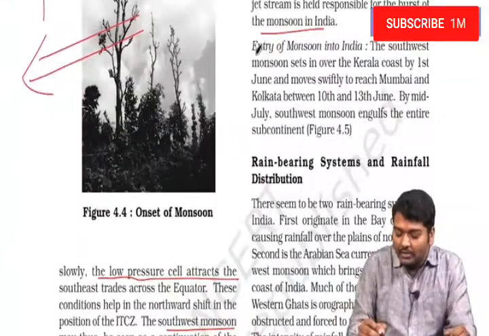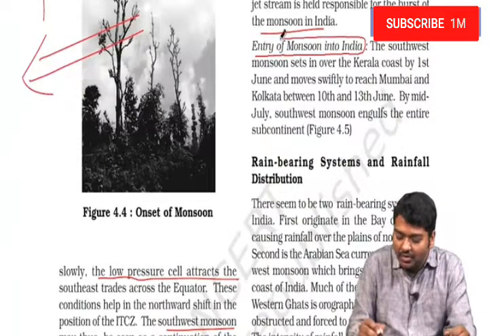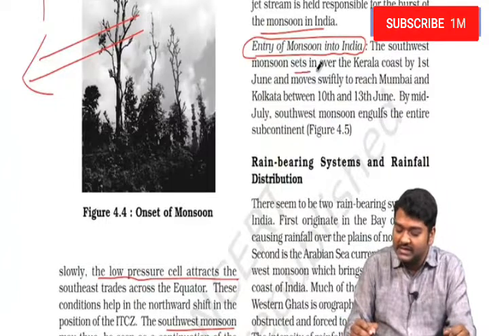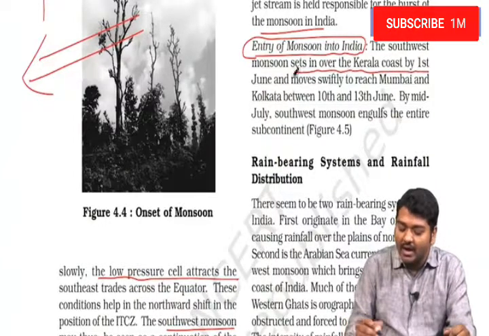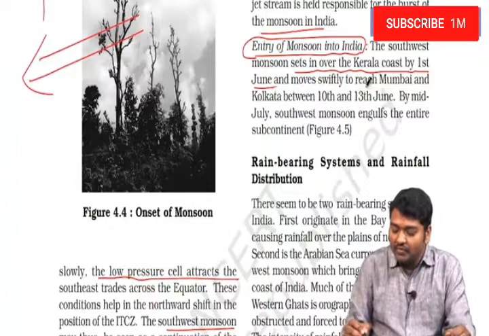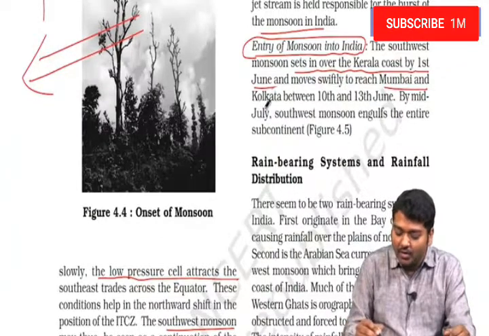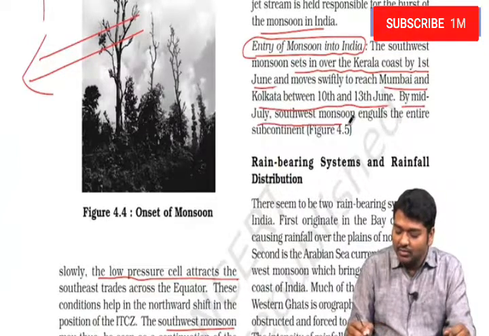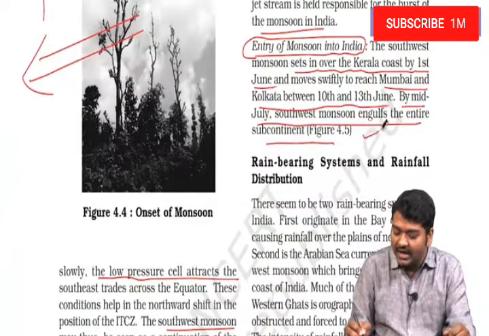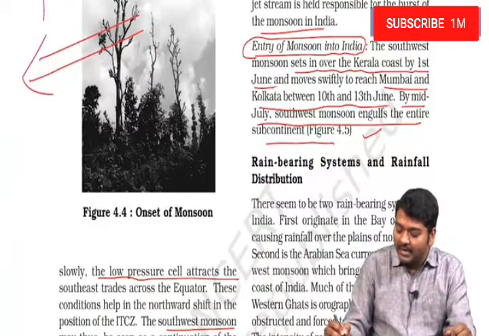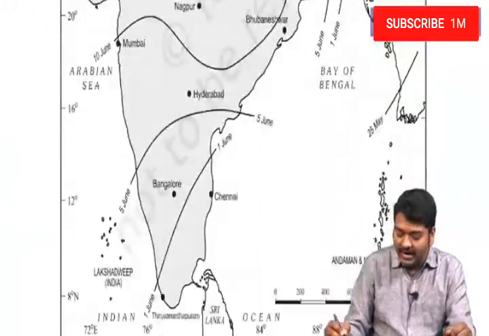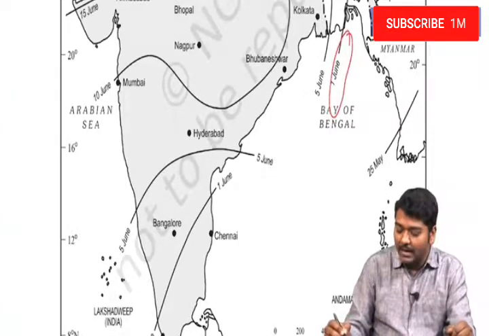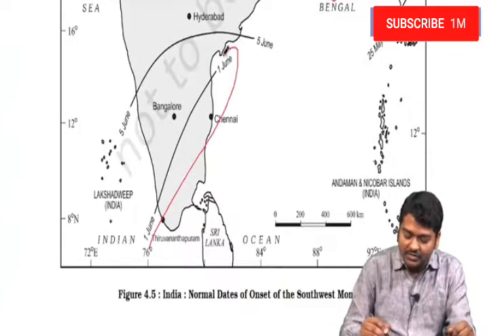Then we need to talk about the entry of the monsoon into India, where we need to see that the southwest monsoon sets in over the Kerala coast by 1st June and moves swiftly to reach Mumbai and Kolkata between 10th and 13th. By mid-July, the southwest monsoon engulfs the entire subcontinent. But here you need to understand a simple fact: can you observe here 1st June is there? Bangladesh. Can you observe here 1st June is there?